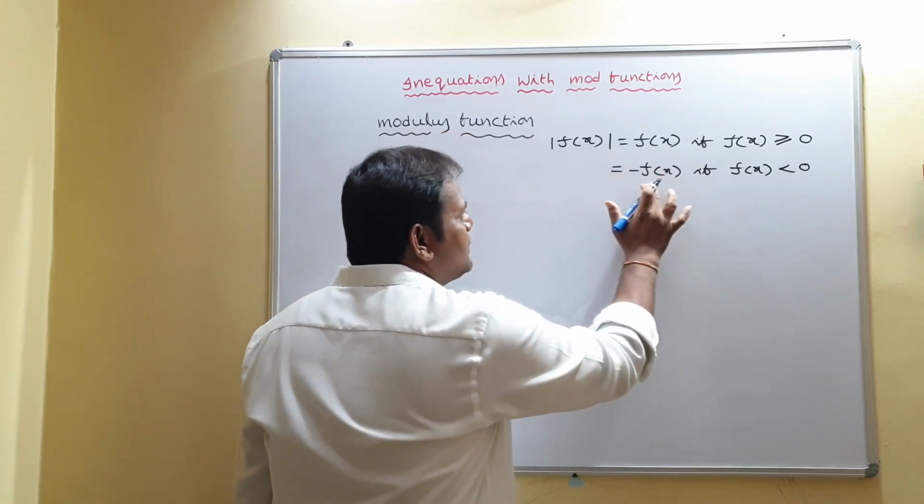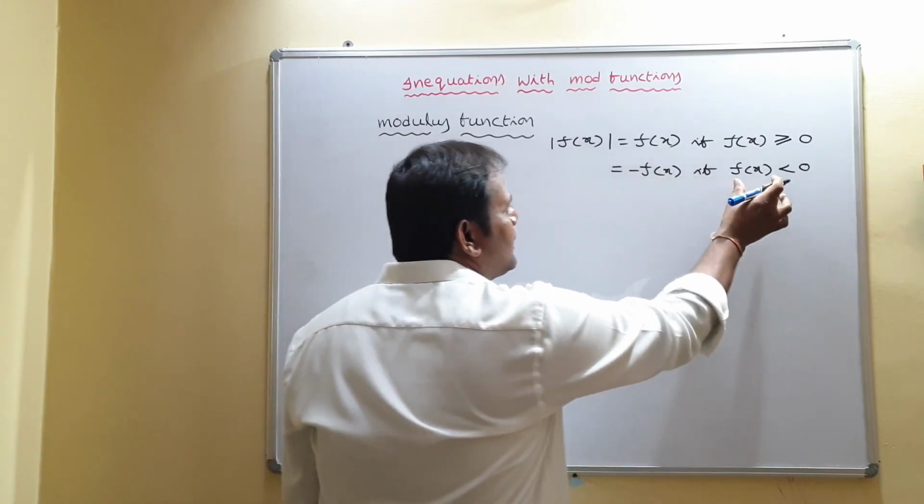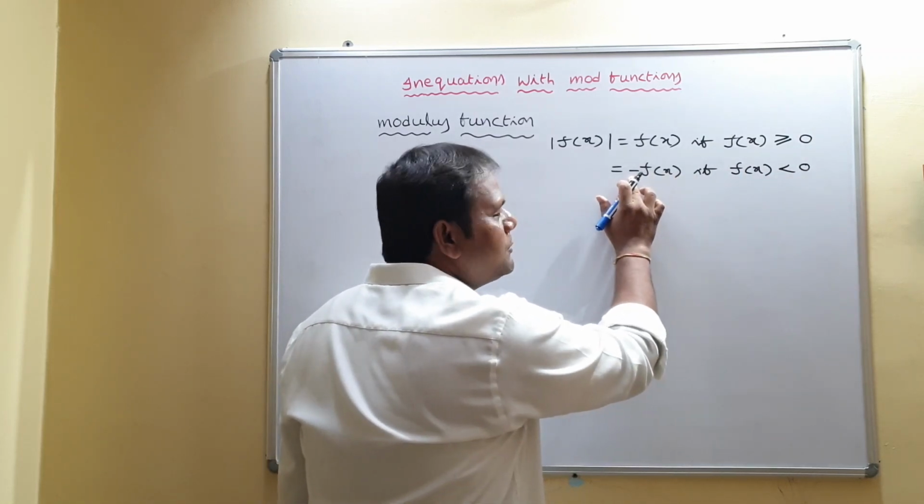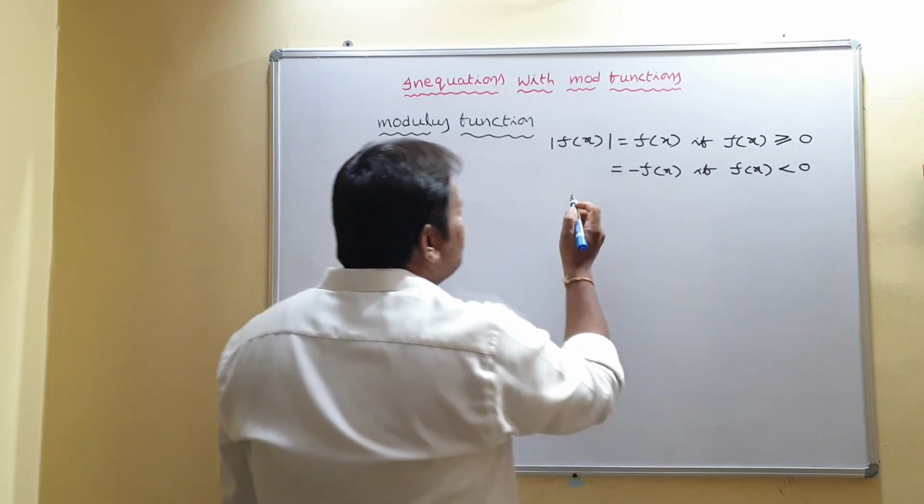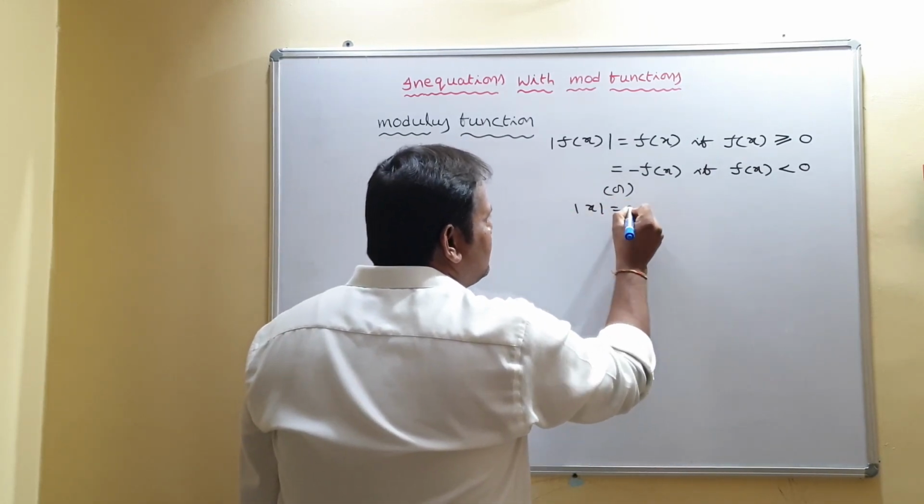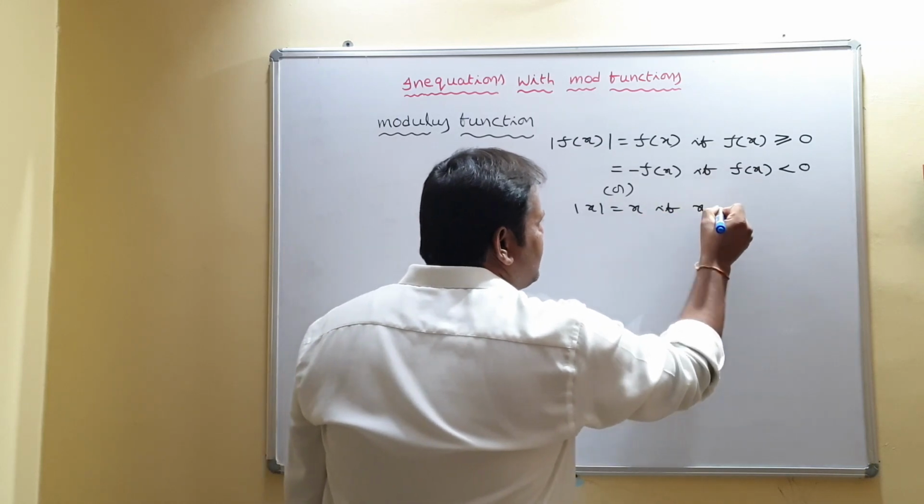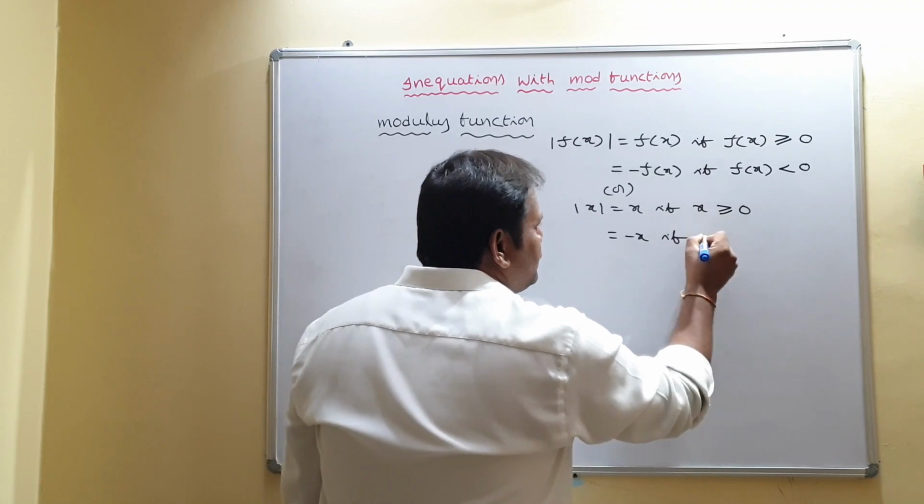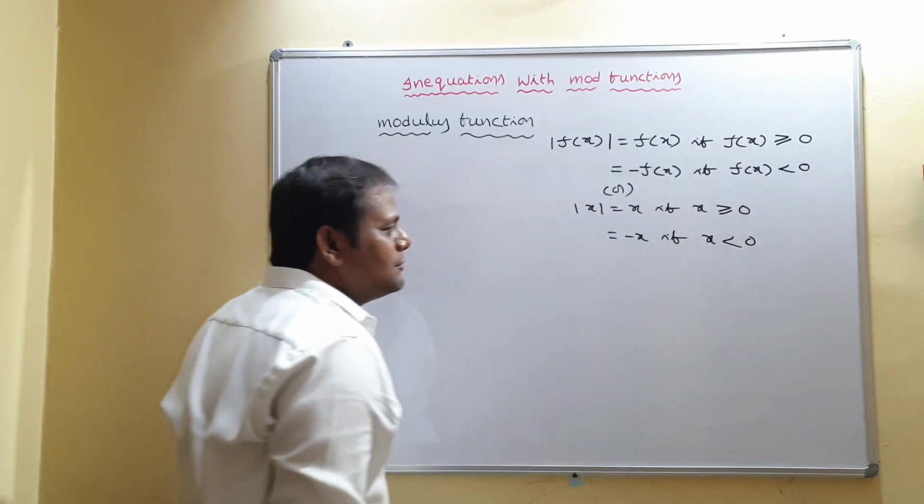So don't feel that this minus f of x is negative. Here f of x is already negative, so before it we have one more negative sign, and totally that is positive. In general, you remember mod x is x if x is greater than or equal to 0, and mod x is minus x if x is less than 0.